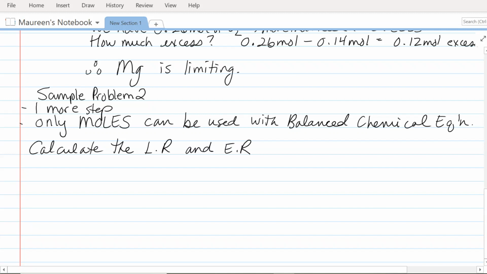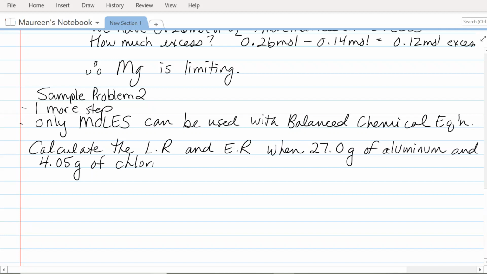Remember, that stands for calculate the limiting reactant and excess reactants. Now we're going to start with a mass here: 27 grams of aluminum and 4.05 grams of chlorine react. Okay, so let's remember our steps. What do we always do? We always need a balanced chemical equation. I'm going to keep that over here, balanced chemical equation.